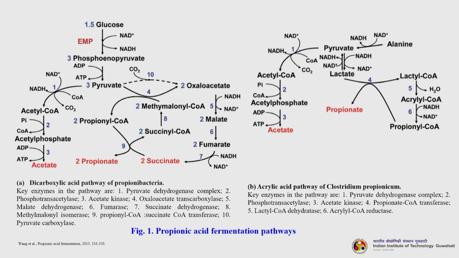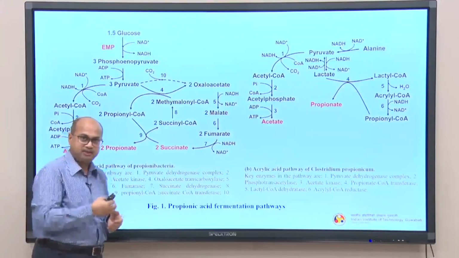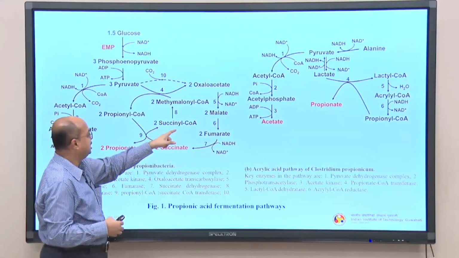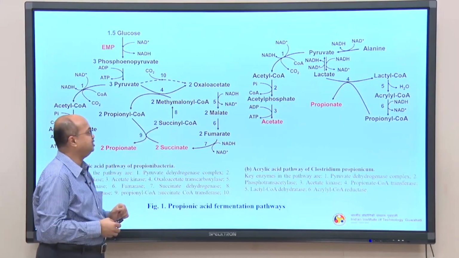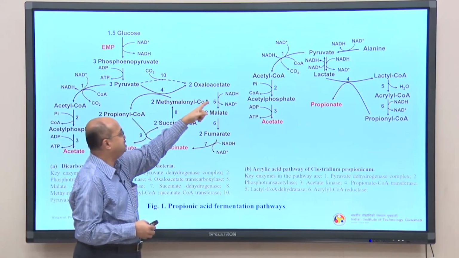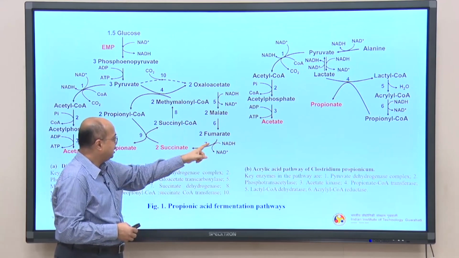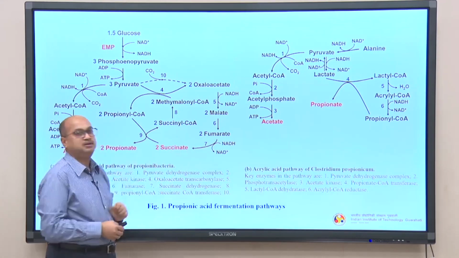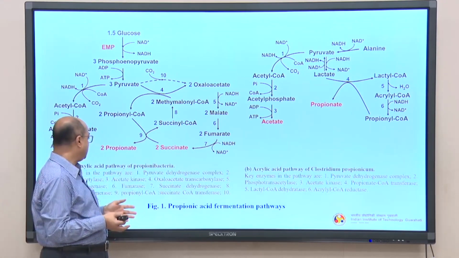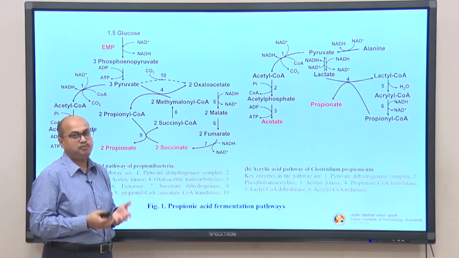Okay. Now, this succinate is also getting converted in a backward cycle, right, to succinyl coenzyme A and then methylmalonyl coenzyme A. And if you look at the oxaloacetate pathway, it gets converted to malate, fumarate. Okay. Now, this fumarate is getting converted to succinate. So, this is the dicarboxylic acid pathway of the Propionibacterium.